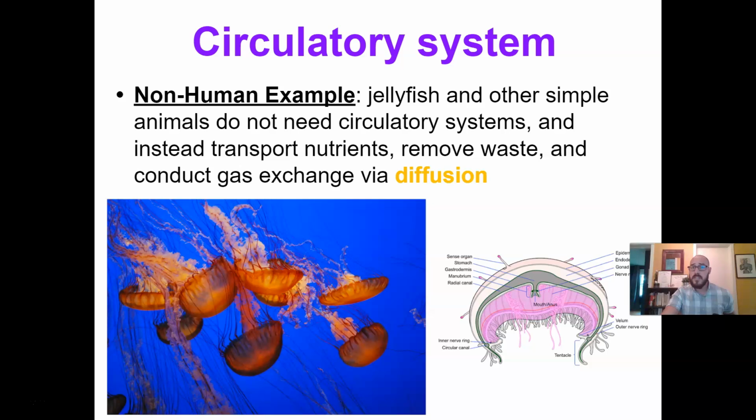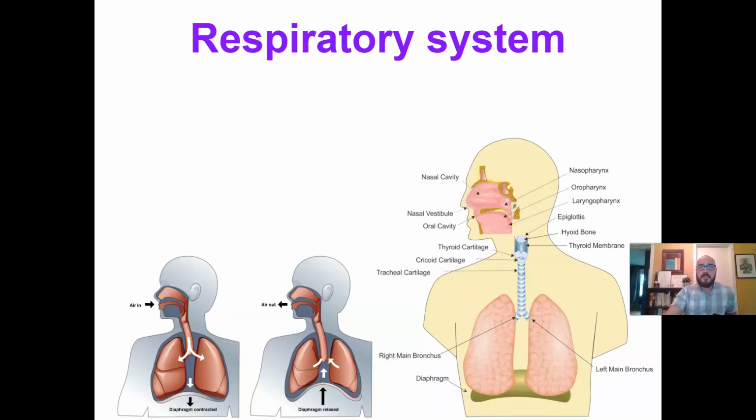Some animals have way less complicated circulatory systems. Like a jellyfish doesn't really need a circulatory system because it has a simpler body plan, and it can just remove waste through simple diffusion. That's where things move from a high concentration to a low concentration. Say there was CO2 building up in a jellyfish, it doesn't need to have that CO2 go to blood and then be breathed out through lungs. That CO2 is just going to kind of evaporate off of its body out into the water around it.